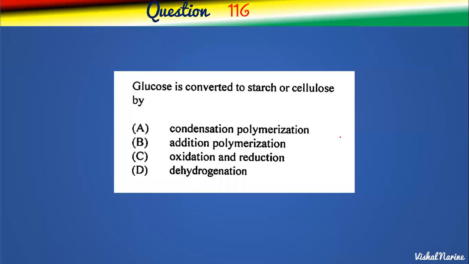Glucose is converted to starch or cellulose by, and yes, it is A, condensation polymerization.